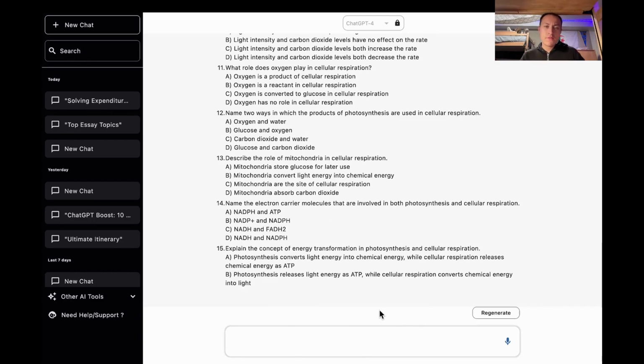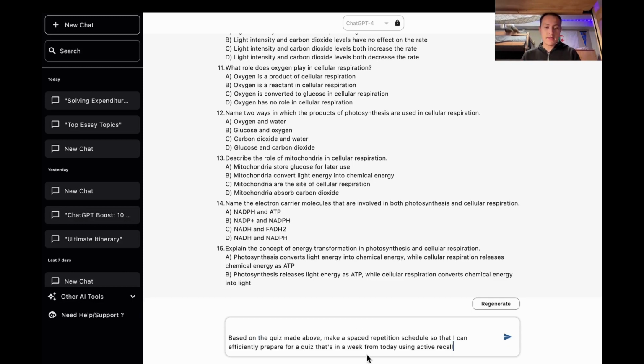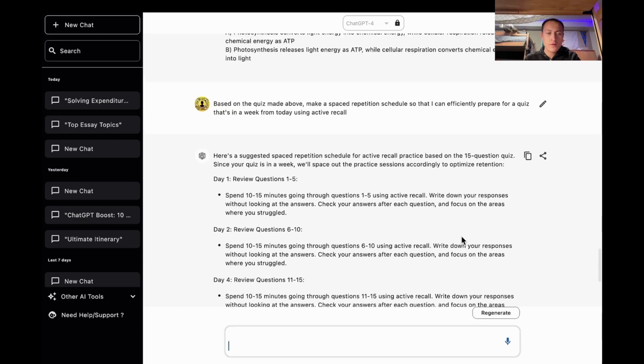Now, what if I want to implement spaced repetition with this? We already got active recall, but if we pair that with spaced repetition, now we can really take our studying to the next level. So say using this information, I do something like this. I use this quiz to make a spaced repetition schedule so as to prepare for a hypothetical scenario, which in this case is a quiz in a week from today. So I do that. Okay, so I will go over this briefly.